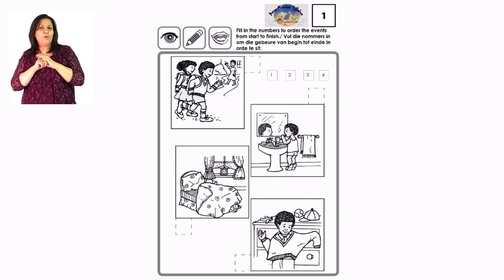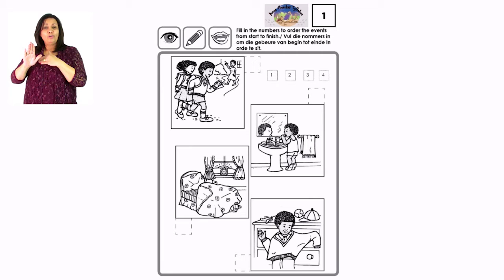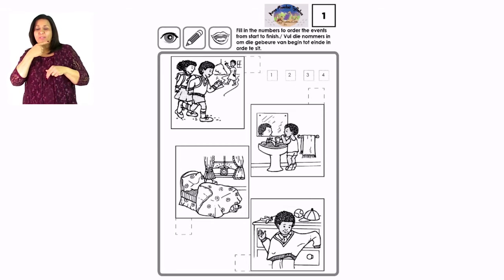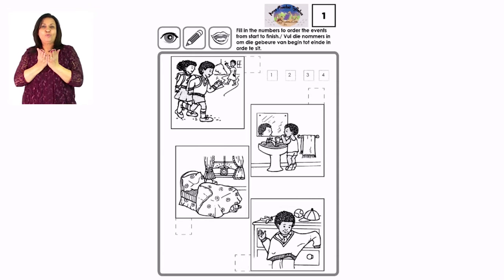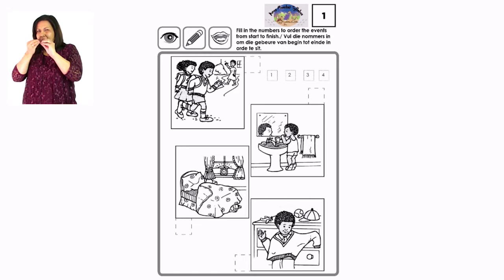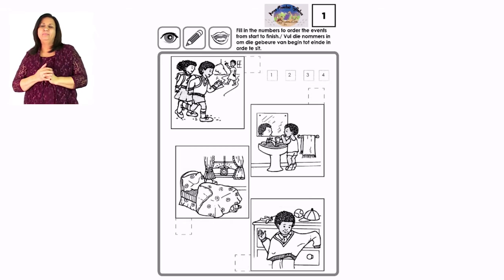You go to the bathroom and take a bath, brush your teeth, and make sure you are clean to get ready to go to school. So picture number 2 is where the little boy is brushing his teeth in the bathroom. Let's write number 2 on the little corner next to the picture where the little boy is brushing his teeth.